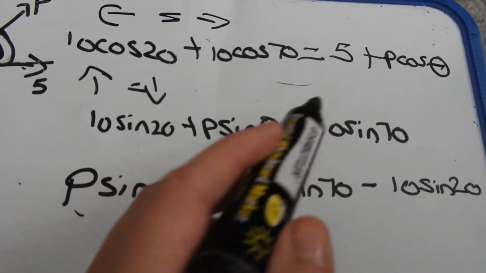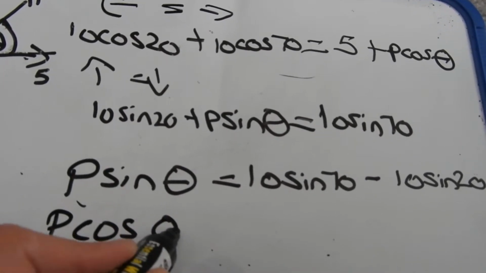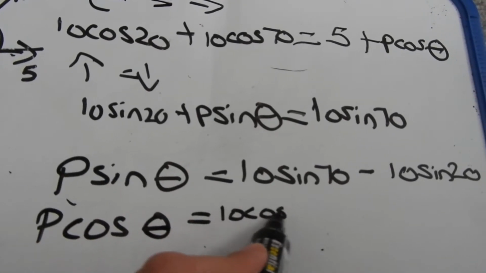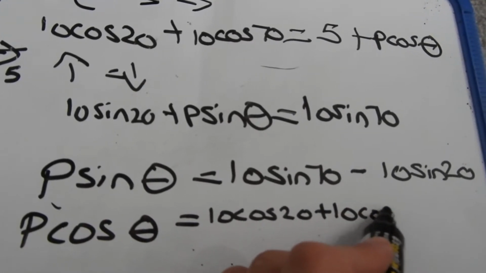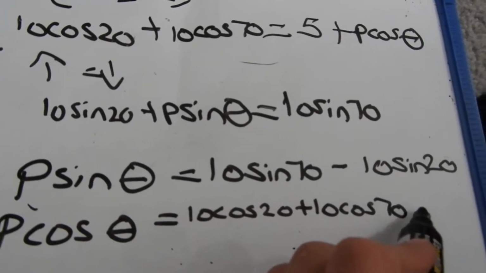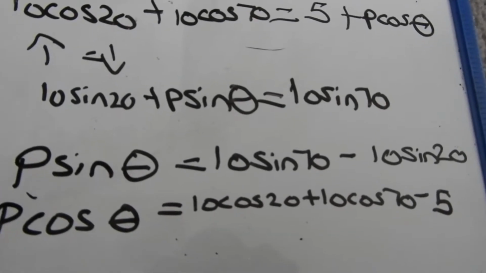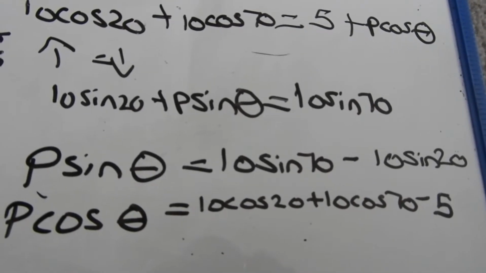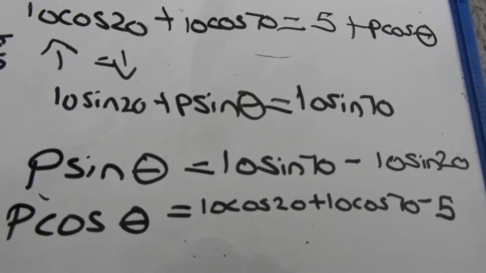I have P on this side. And then I'm going to do my other one here. So I'm going to bring the 5 over. So it's going to be P cos theta is equal to 10 cos 20 plus 10 cos 70 minus 5. Okay, now I know the sines and the cosines all look a bit scary, but they're not. They're just numbers.